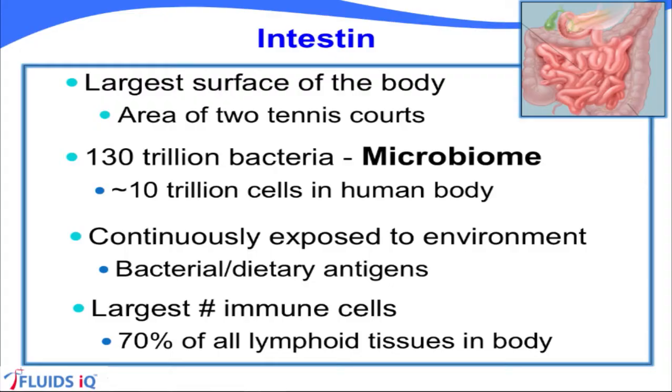And they are continuously exposed to the environment by bacterial and dietary antigens, and lying very close to the cells of the gut is the largest accumulation of immune cells in the body. In fact, 70% or more of all lymphoid tissue in the body sits intimately attached to the cells of the gut.